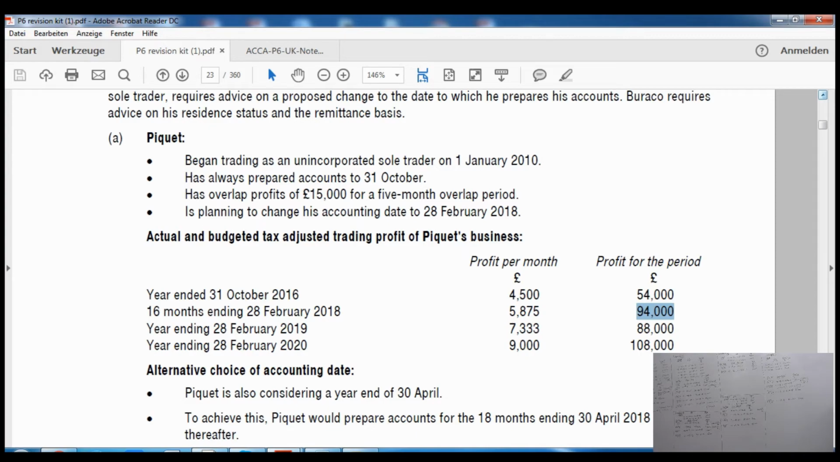Then it says he is planning to change his accounting date to 28th of February 2018. So he's changing his accounting date to 28th of February 2018, and he has already got overlap profits of £15,000 for 5 months. Now we just need to deduct 4 months' worth of overlap profits, because the months exceeding 12 months is 4 months. Because this profit is for 16 months, we only need to take the profit of 12 months. So we'll have to deduct 4 months' worth of overlap profit out of this £94,000. All right. So for 4 months, it is going to be £12,000. So if we deduct £12,000 from £94,000, it is going to be £82,000. So £82,000 is going to be the profit in the tax year 17-18.